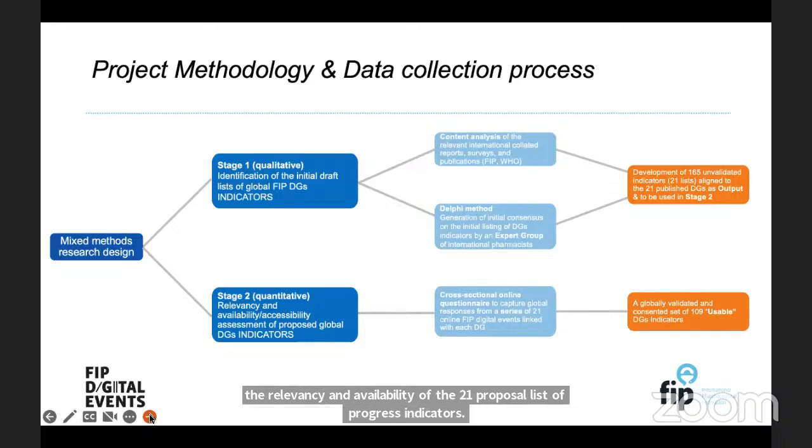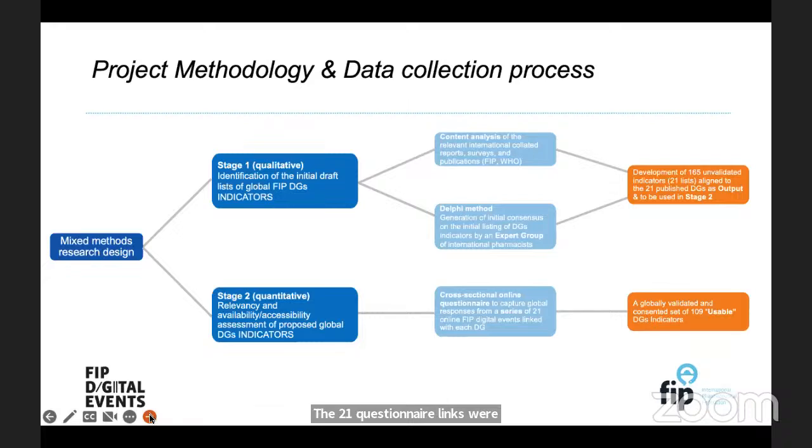The 21 questionnaire links were disseminated during a series of FIP digital events held in 2021. One event was held for each development goal, where the attendees of each digital event, who were international pharmacists working across different sectors and career stages, participated in this short questionnaire. Also, a follow-up invitation email was sent to global pharmacy leaders who represent their professional leadership associations or bodies to participate in this questionnaire through the FIP different sections and constituencies as well.